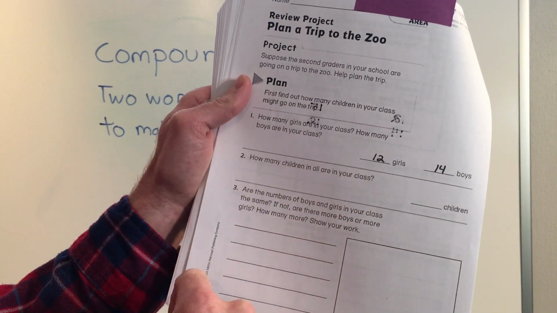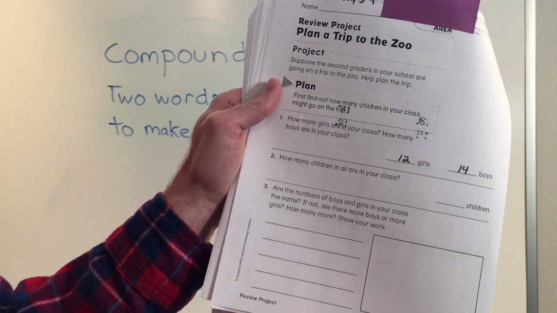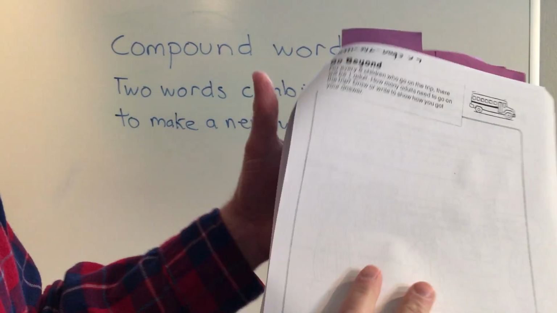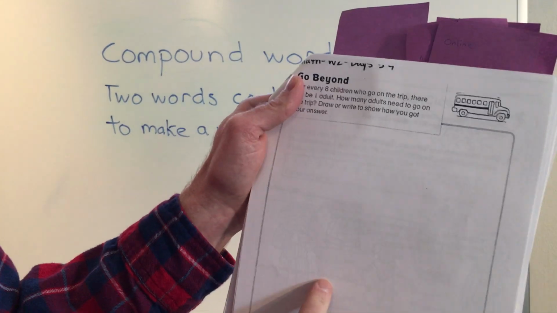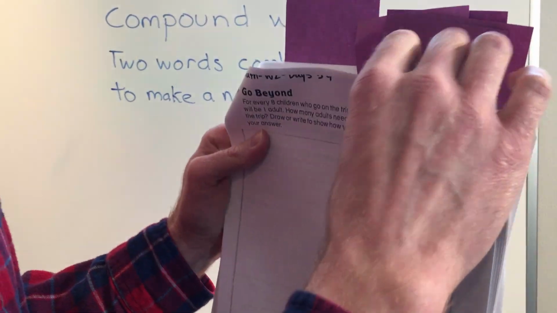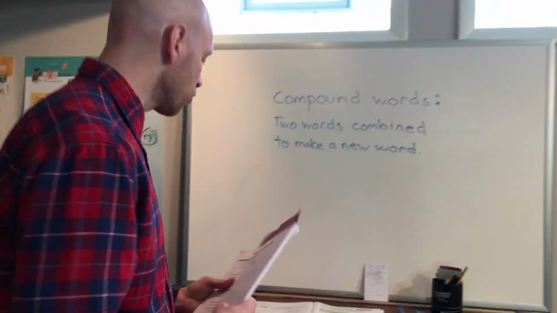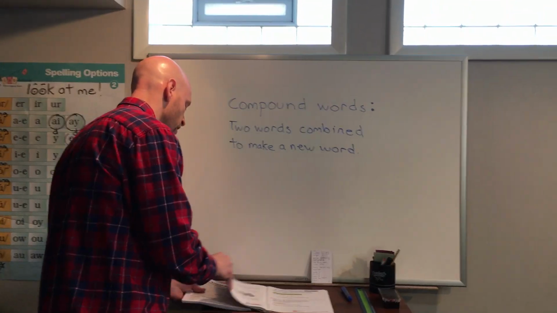They ask you to answer some basic questions like how many children in all. We know what in all means. Read that, and then don't forget to fill this out, write or draw to show how you solved it, okay? All right, so we have a few things today.